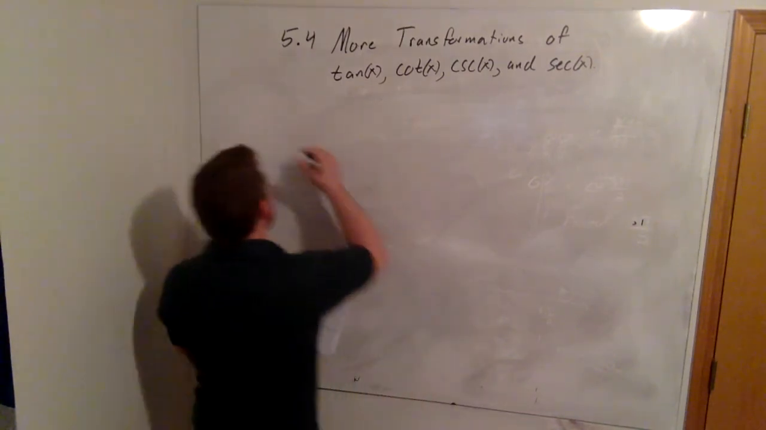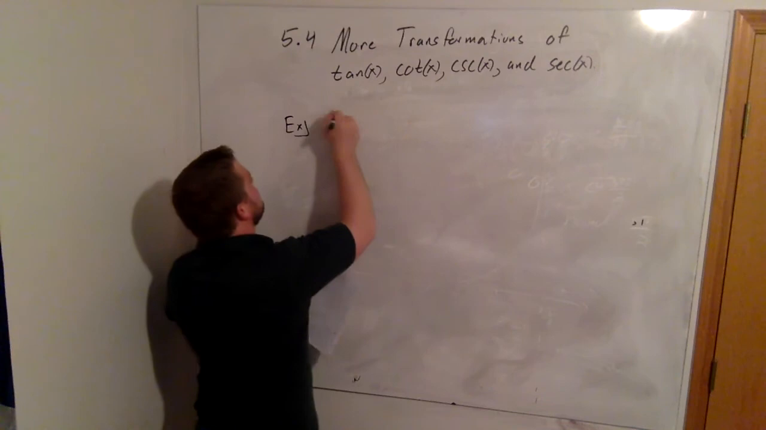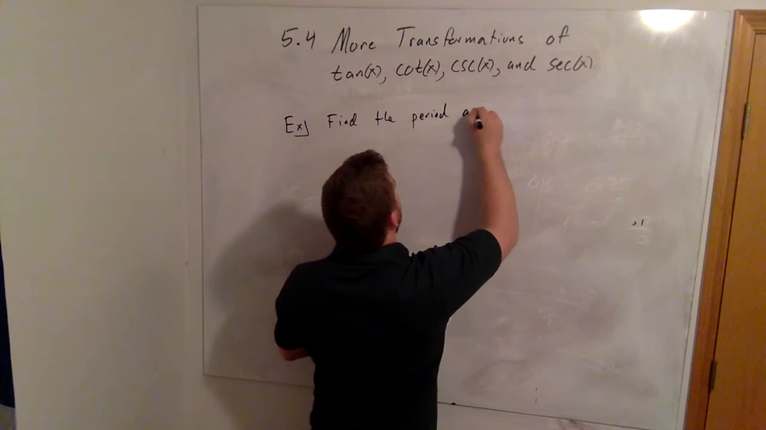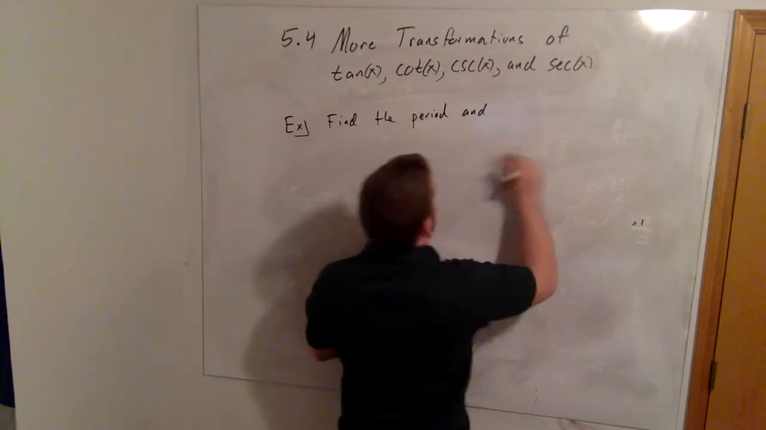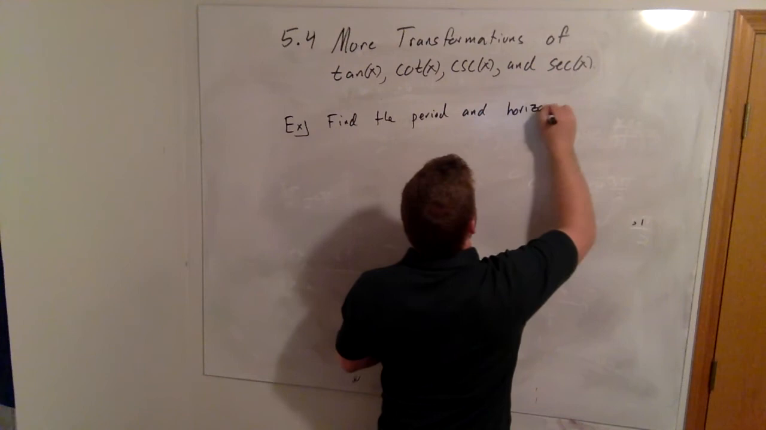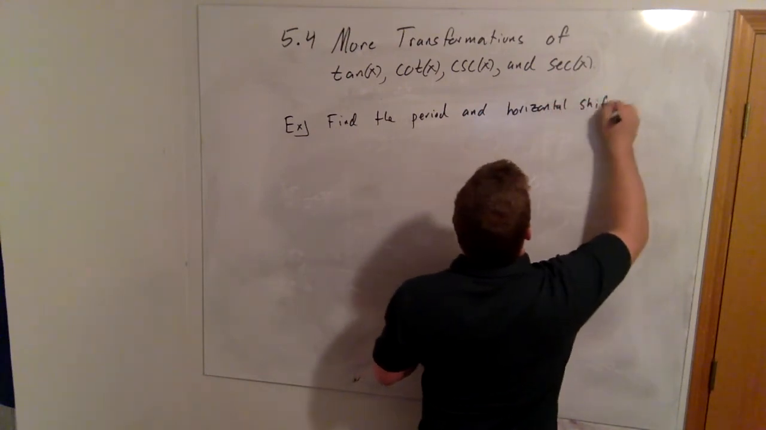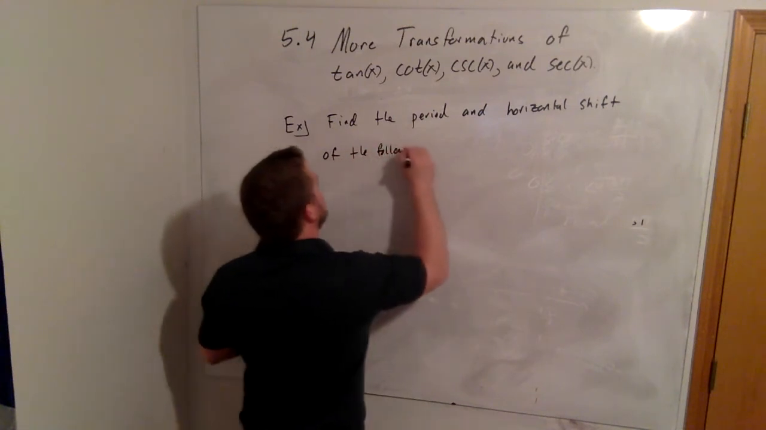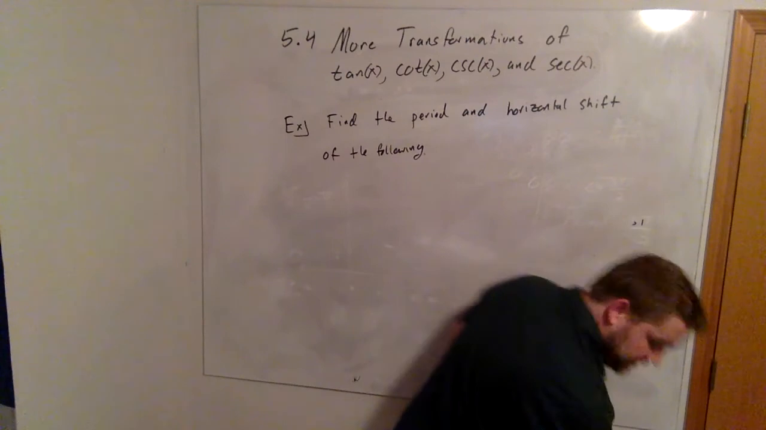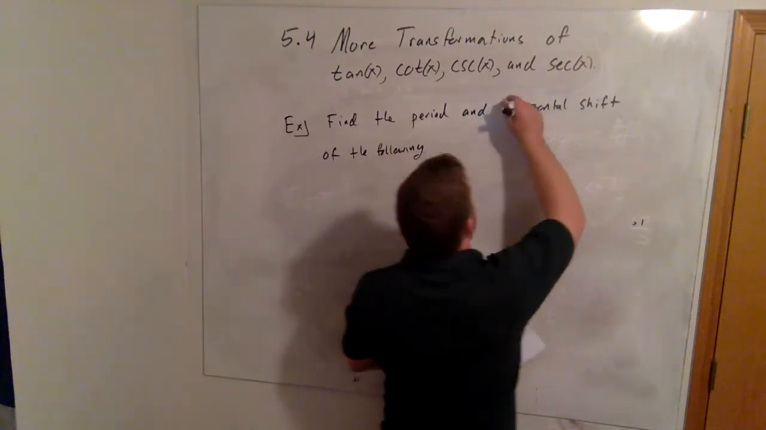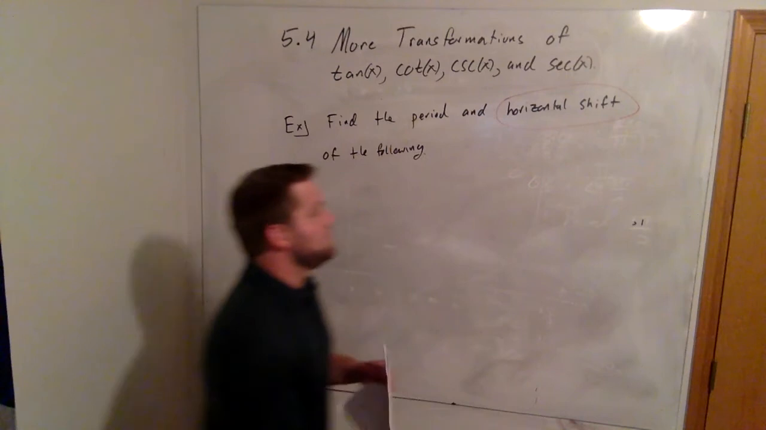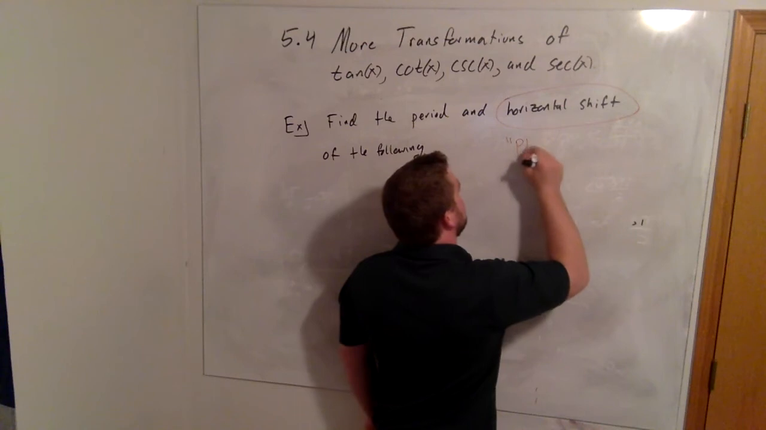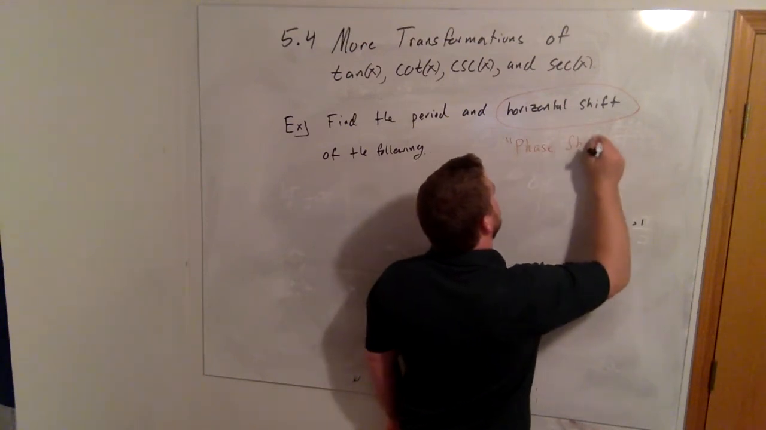Okay, so as an example, let's find the period and horizontal shift of the following. Something I'd like to mention is that sometimes in terms of trig functions, horizontal shifts are called a phase shift. So you might see that in some textbooks. A phase shift.